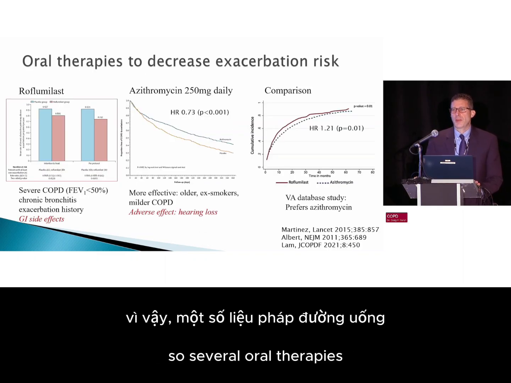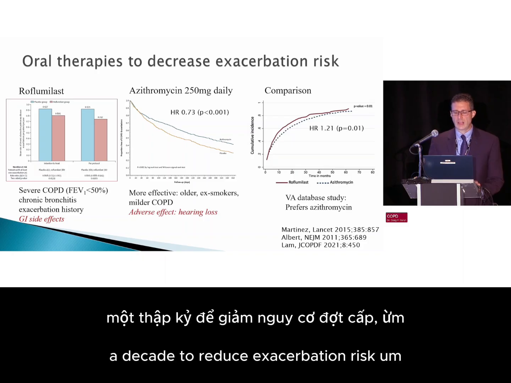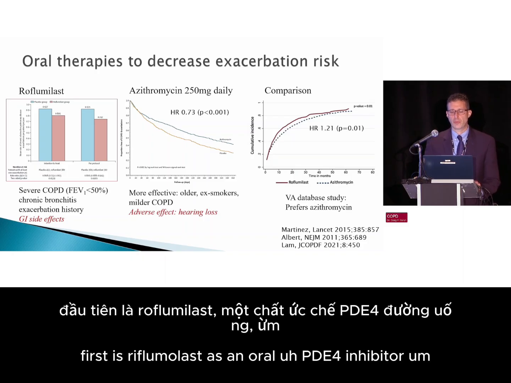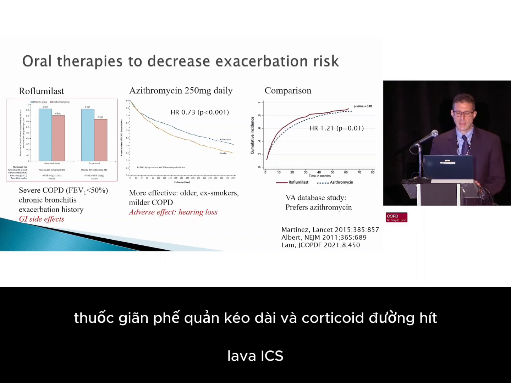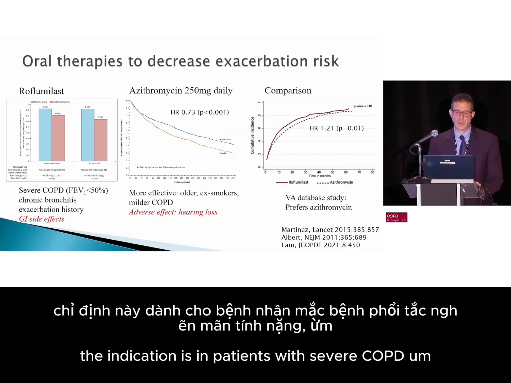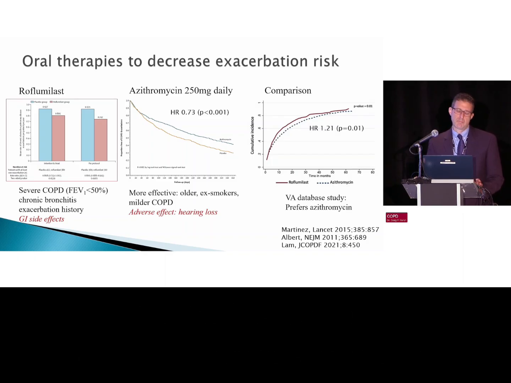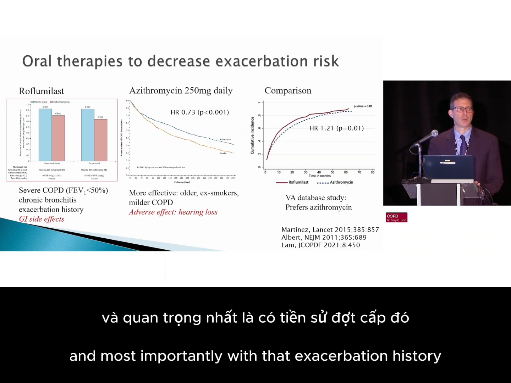So several oral therapies have been available for more than a decade to reduce exacerbation risk. First is roflumilast, an oral PDE4 inhibitor, and this data shows that in patients treated with LABA-ICS, about a 20 to 25% reduction in exacerbation rate. The indication is in patients with severe COPD. The label says FEV1 less than 50% with chronic bronchitis, and most importantly, with that exacerbation history.